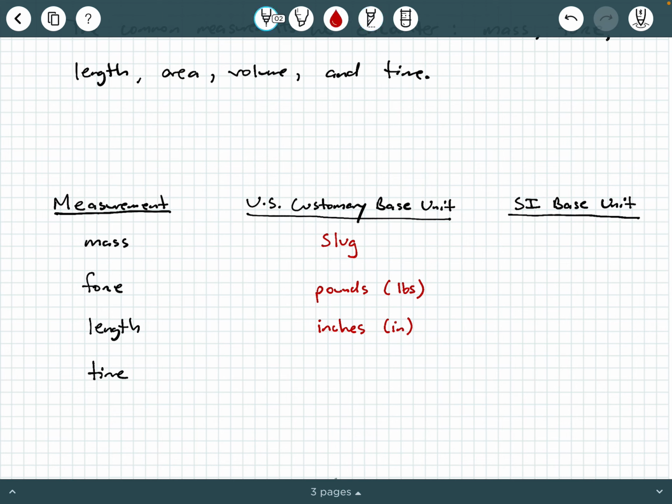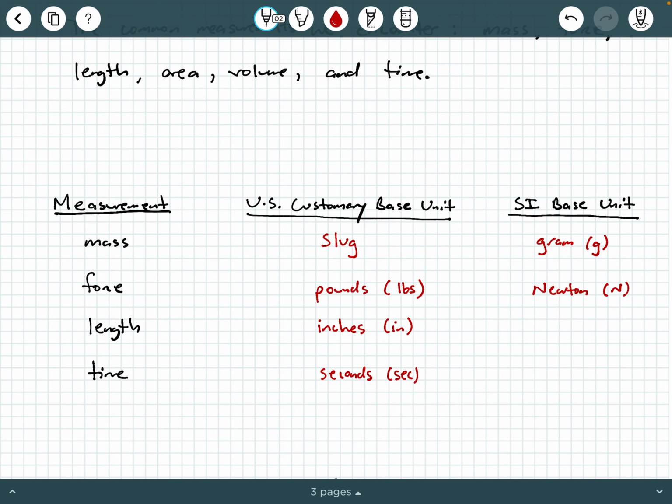What about time? Well, the U.S. customary base unit for time is seconds, which we abbreviate SEC. So those are our U.S. customary base units for these 4 common types of measurements. What about the SI base units for these same types of measurements? Well, the SI base unit for mass is the gram, which we abbreviate G. What about for force? The SI base unit for force is the Newton, which we abbreviate capital N.